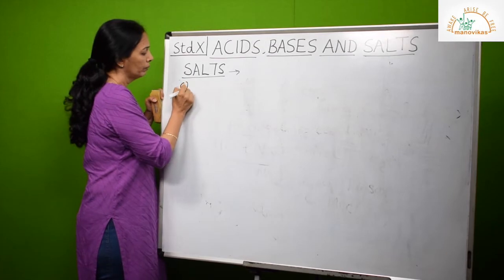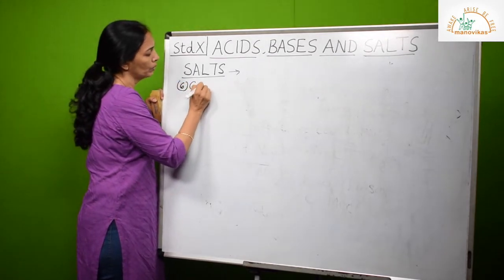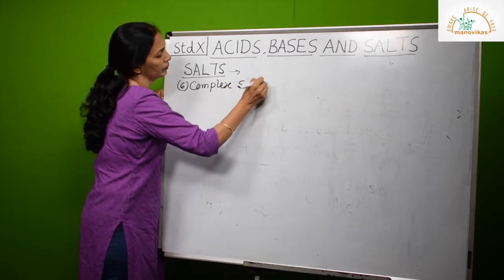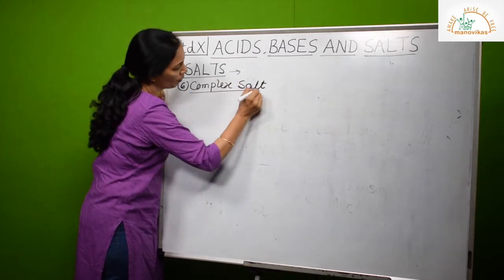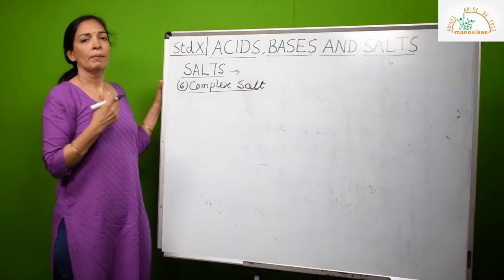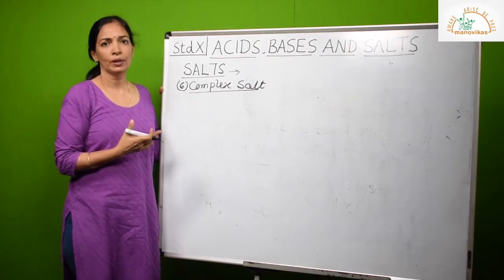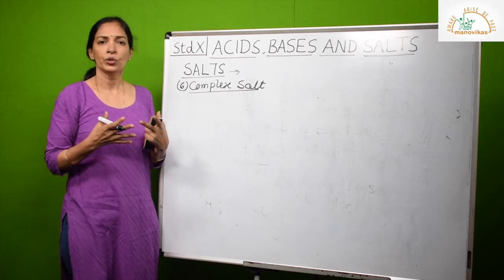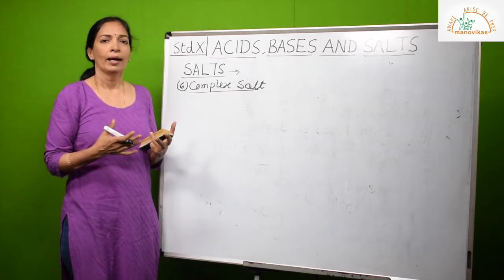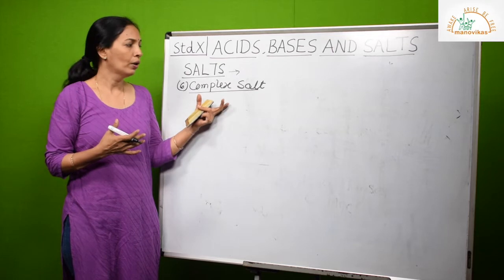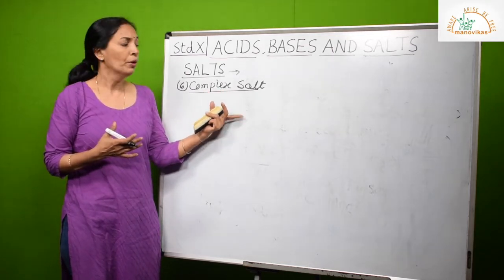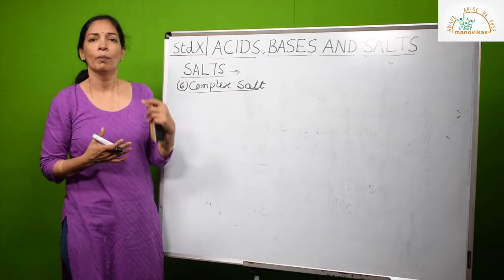Sixth one is complex salt. Now what is a complex salt? Like a double salt, it is also prepared by crystallization of saturated solutions of two salts. And the difference is that it gives two types of ions when it breaks down. One simple ion and another complex ion.